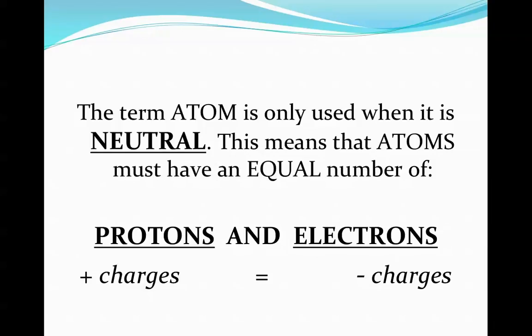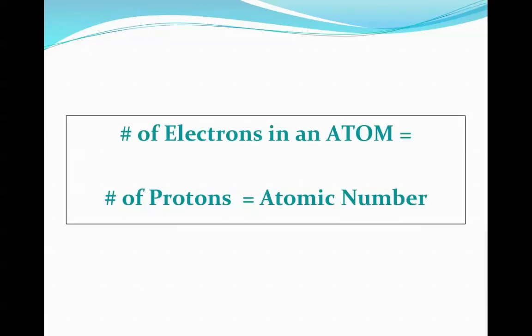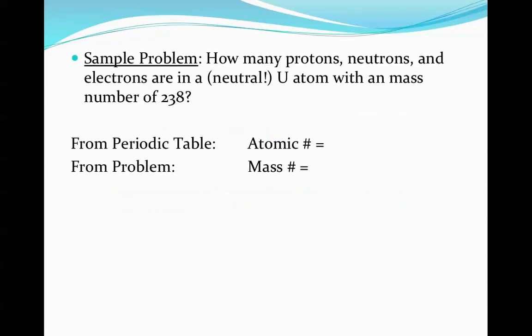So this means that atoms must have an equal number of positively charged protons and negatively charged electrons. Our positives and negatives have to equal each other. Based off of that, the number of electrons in an atom has to be equal to the number of protons, which is also equal to the atomic number, which is a useful piece of information.